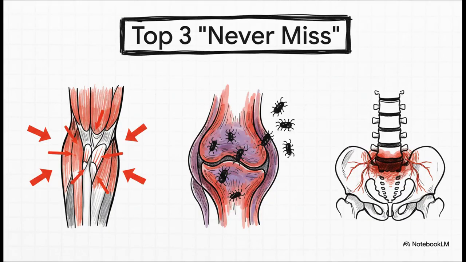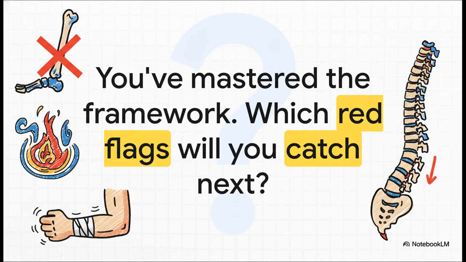So, look, if you're cramming for an exam and you can only remember a few things, remember these 3. These are your absolute never-miss orthopedic emergencies: compartment syndrome, septic arthritis, and cauda equina syndrome. Know how to spot them because they have devastating consequences if you miss them, both in real life and on your test.